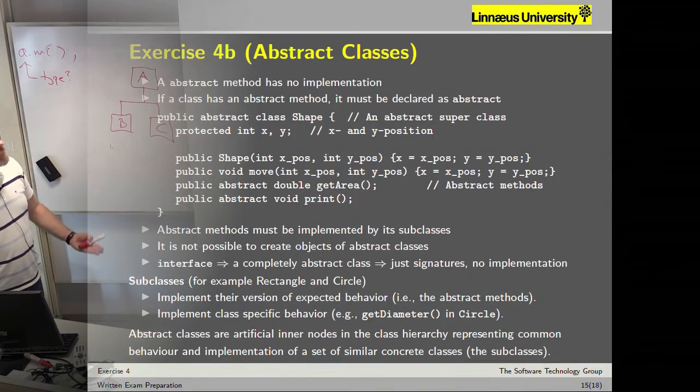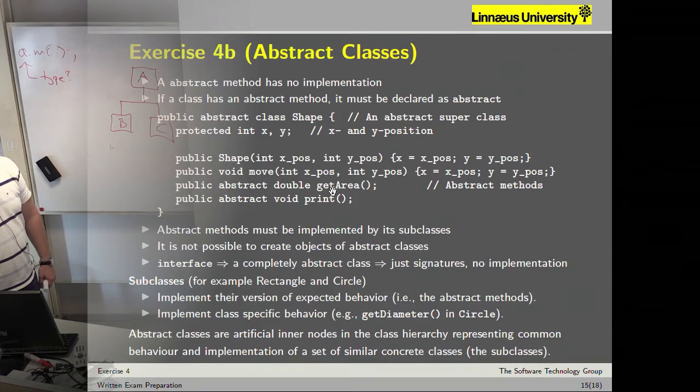Anyone inheriting from this one will get this functionality for free. They don't have to do it, it's just inheriting this functionality, but they must provide their own version of getArea and print. So an abstract method is a method with no implementation. If a class has an abstract method, it must be declared as abstract. So if you're introducing this type of methods, you must introduce this one, otherwise the compiler will complain. And if you're inheriting from this one, this is Shape.